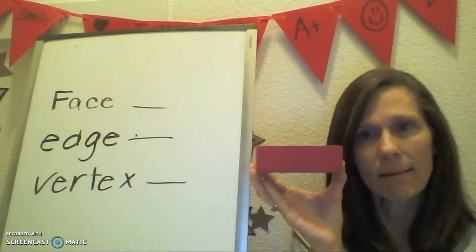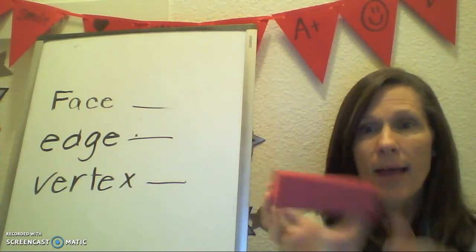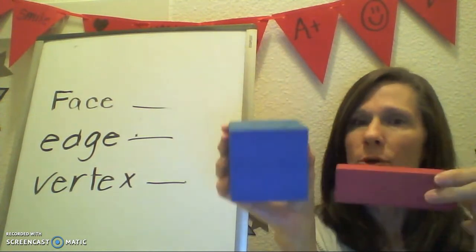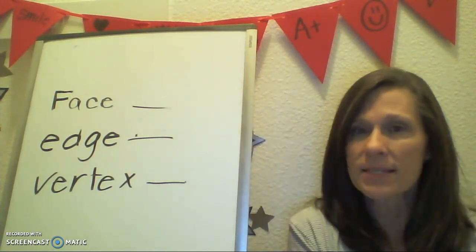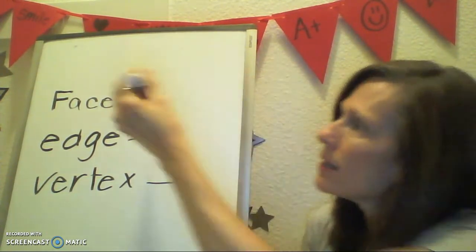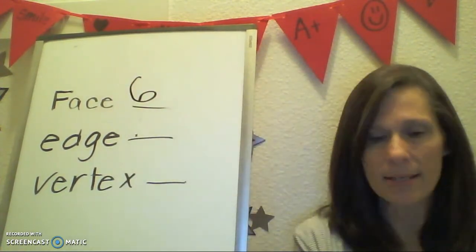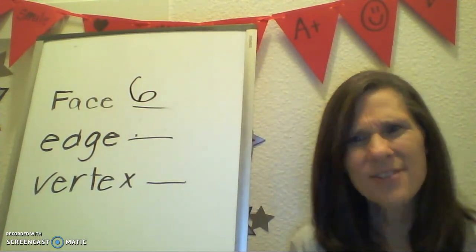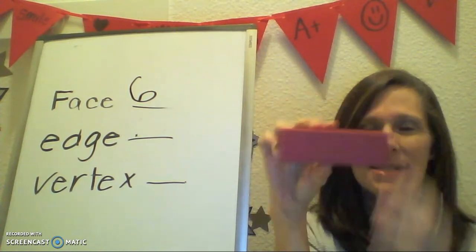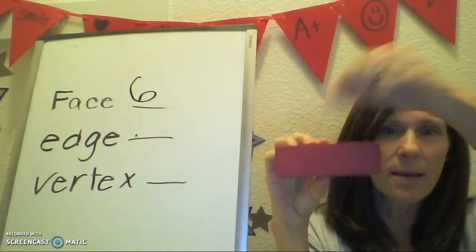That's interesting. Did you notice that the cube and the rectangular prism both have the same amount of faces? So if they both have the same amount of faces, what do you think the edges are going to be? Well, let's see. Remember, the edge is where 2 faces come together.